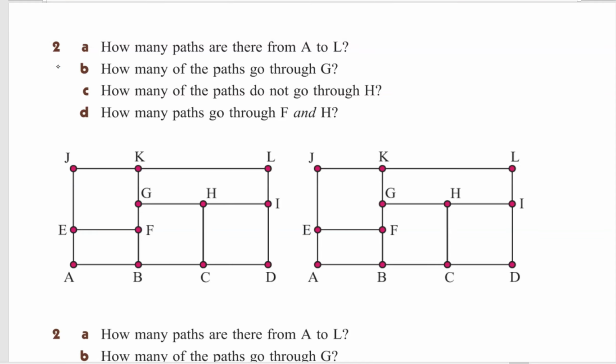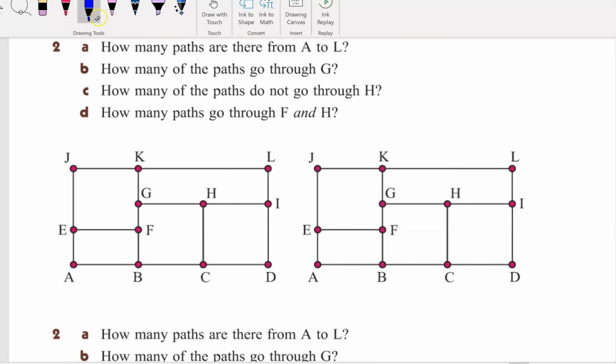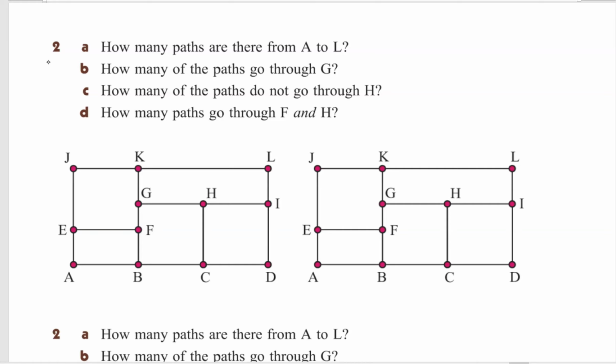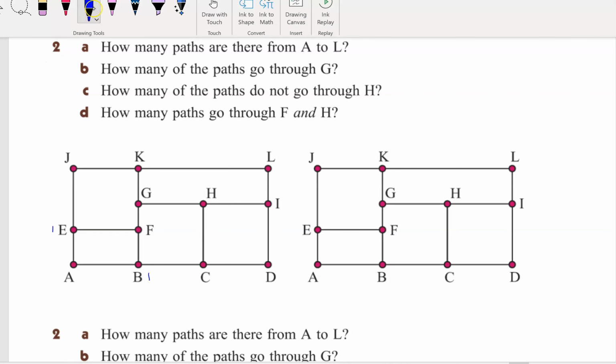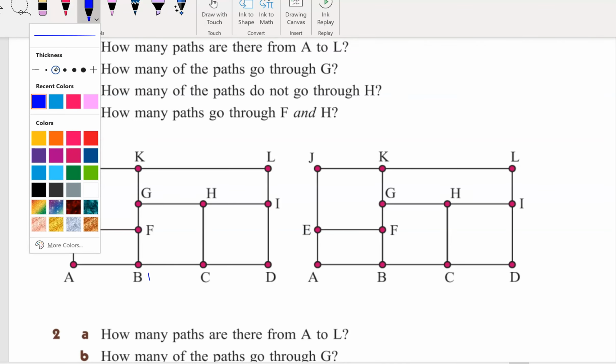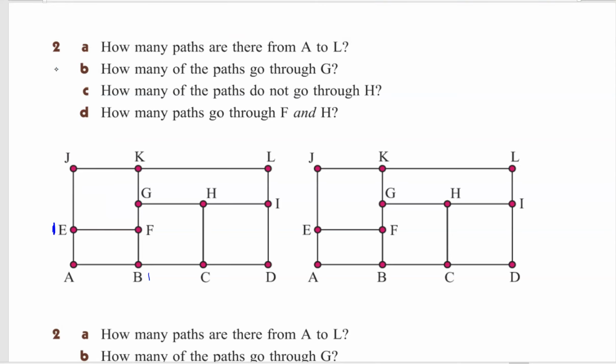How many paths are there from A to L? Should be used to this by now. So, by the way, big tip, if you're drawing these by yourself, make sure they're big. The smaller the diagram, the more likely you are to make a mistake. So A to L, we're going 1, 1. Oh, that's a bit small. Let's make that bigger so we can see that.